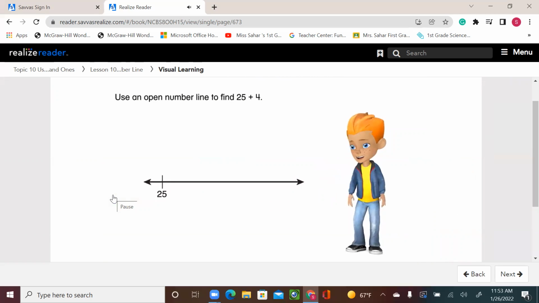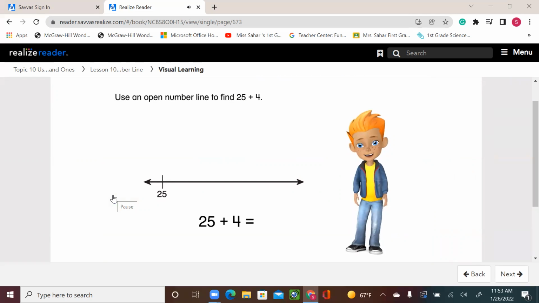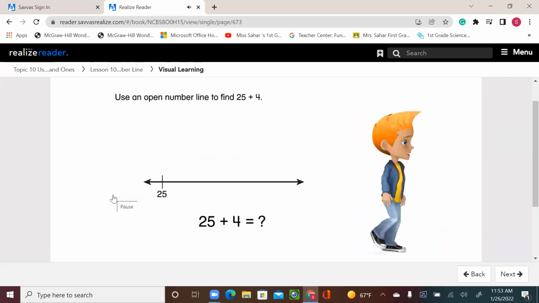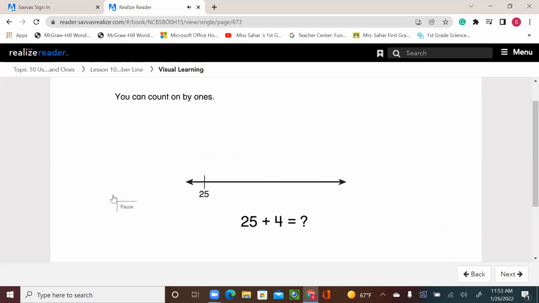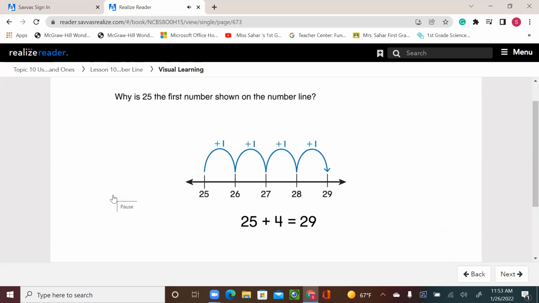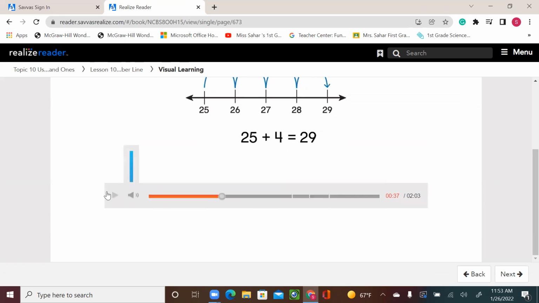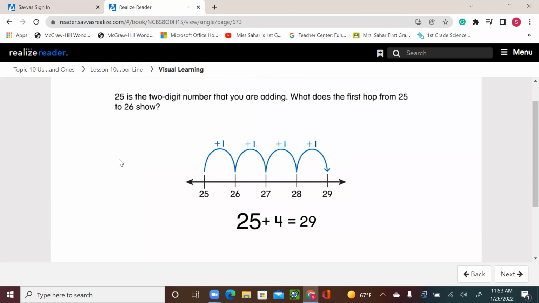Use an open number line to find 25 plus 4. You can count on by ones. Why is 25 the first number shown on the number line? Because it's the greater number. 25 is the 2-digit number that you are adding.